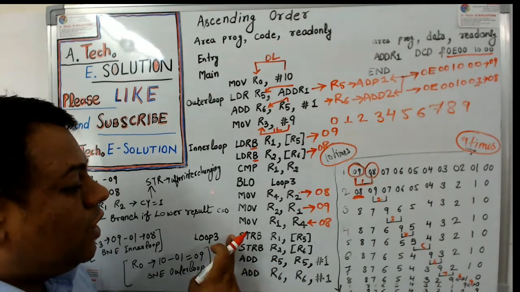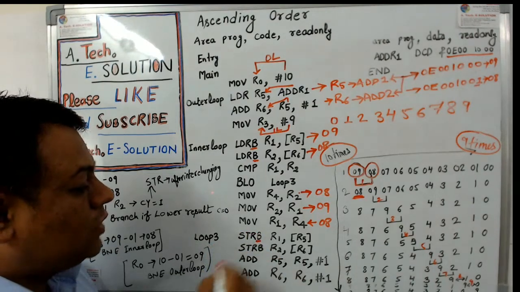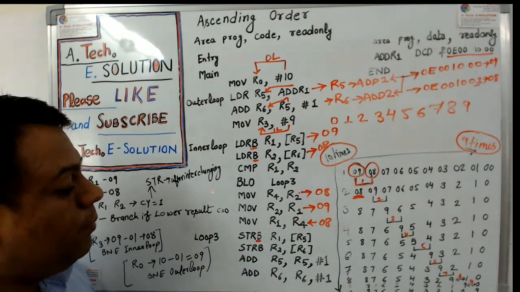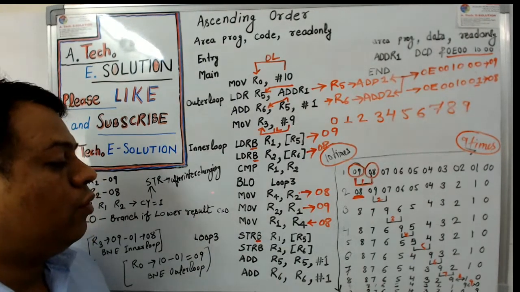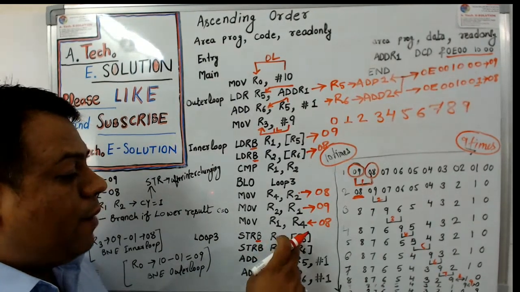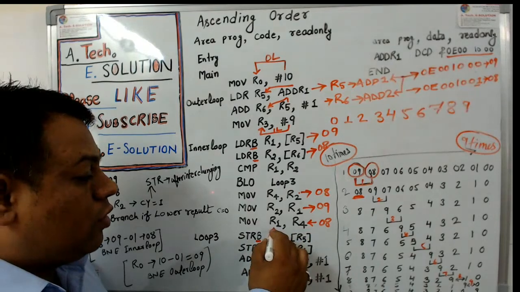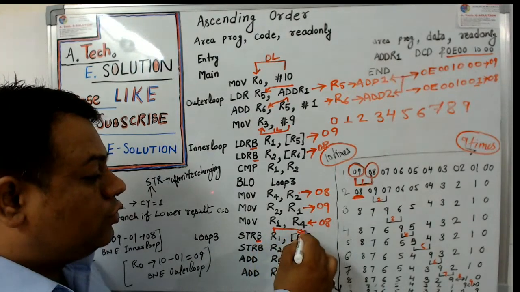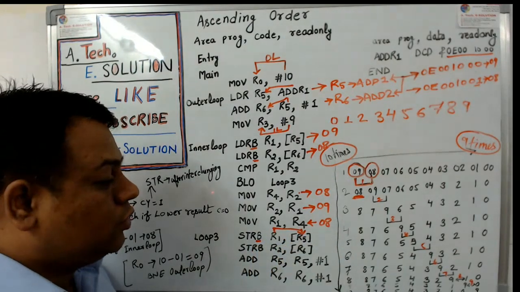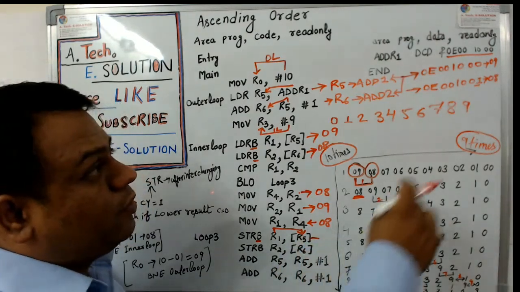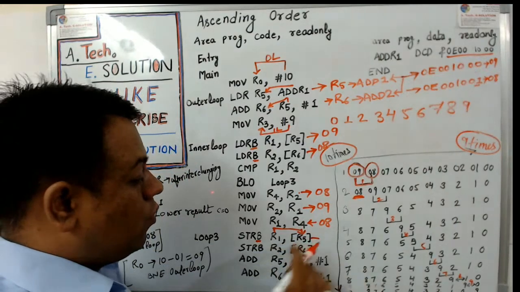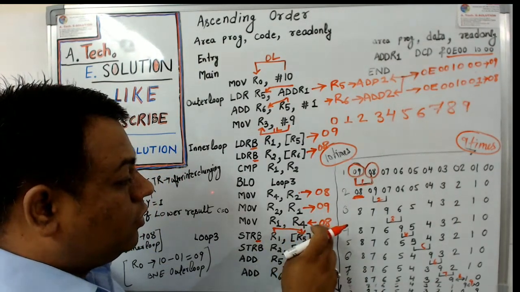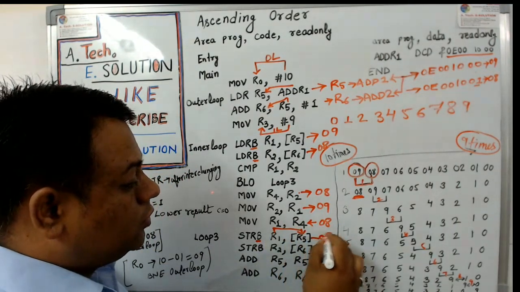So STRB: STR means store, B means byte. Store byte into the memory location R5. So R1 is stored in R5. R5 first memory location is this one, 00. So we have stored right here 08. So this becomes 08.